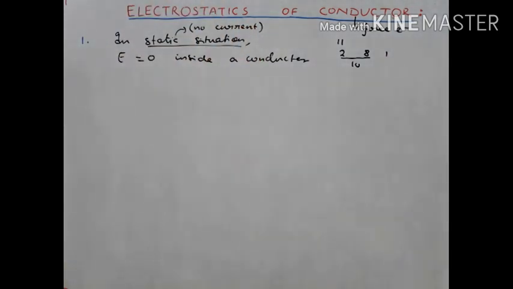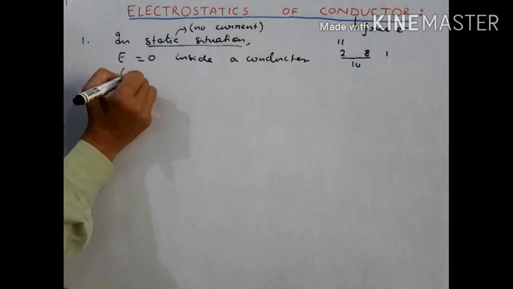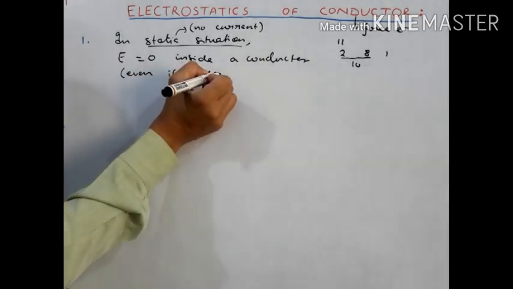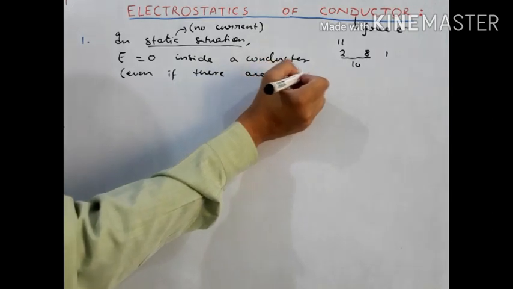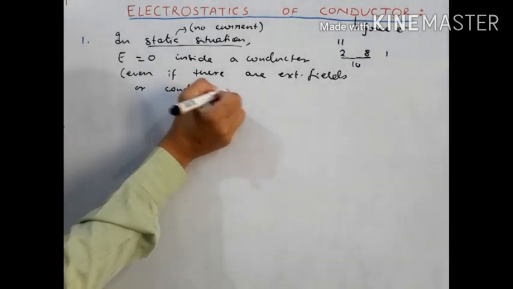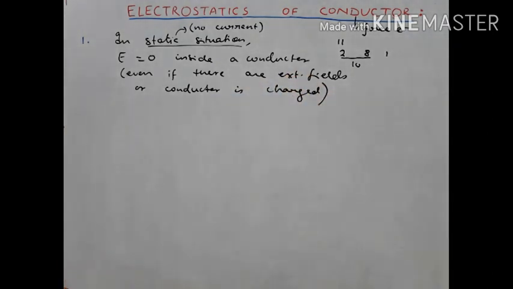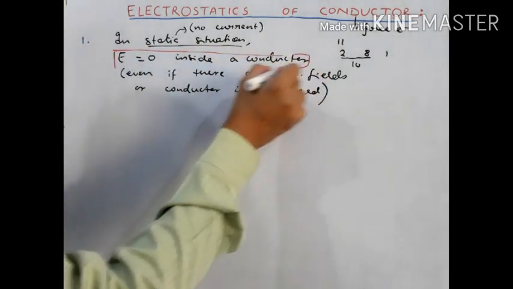What is the meaning of current? Current is nothing but the flow of charges. That means the charges are not flowing from one end to the other. Under that condition, electric field inside the conductor is always zero, even if there are external fields or the conductor is charged. Even if the conductor is charged or there are external electric field, the net electric field inside the conductor must be how much? Zero. So this is first property that you should remember.